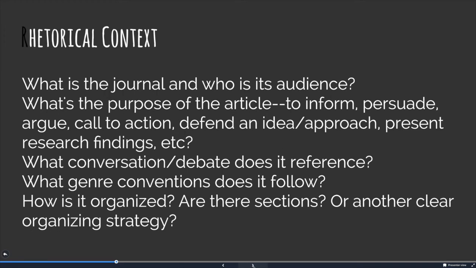Now let's work on the rhetorical context for your second article. So just as we did with the first one, we want to think about the journal and its audience. We want to think about the purpose of the article, and remember that the purpose might be to inform us of something. It might be to persuade us of an idea or to argue an approach. It might be trying to call us to action.